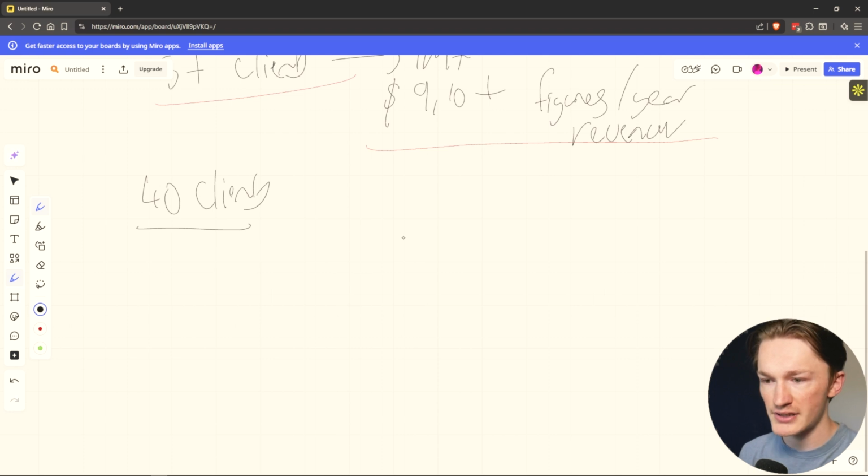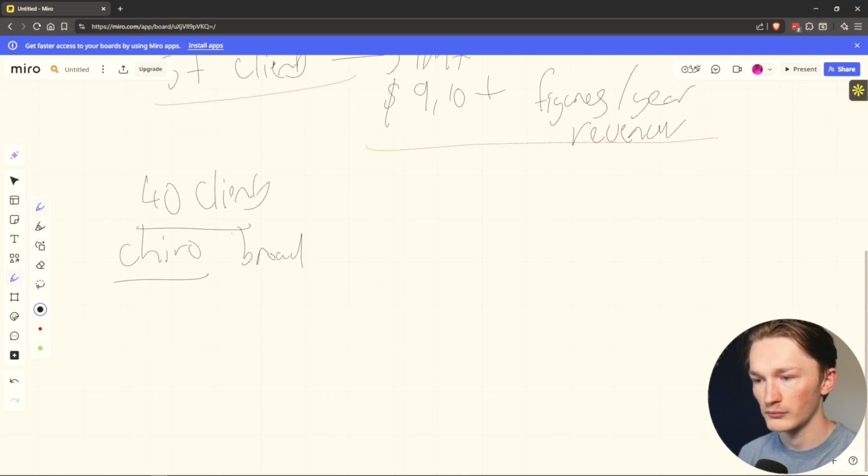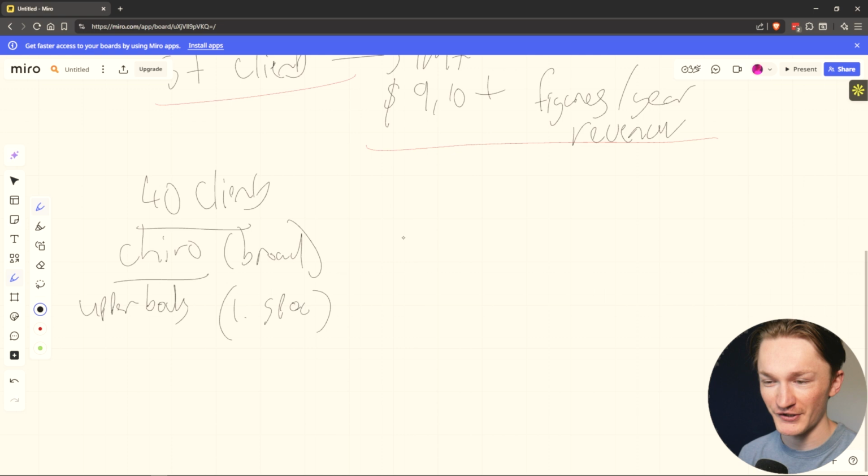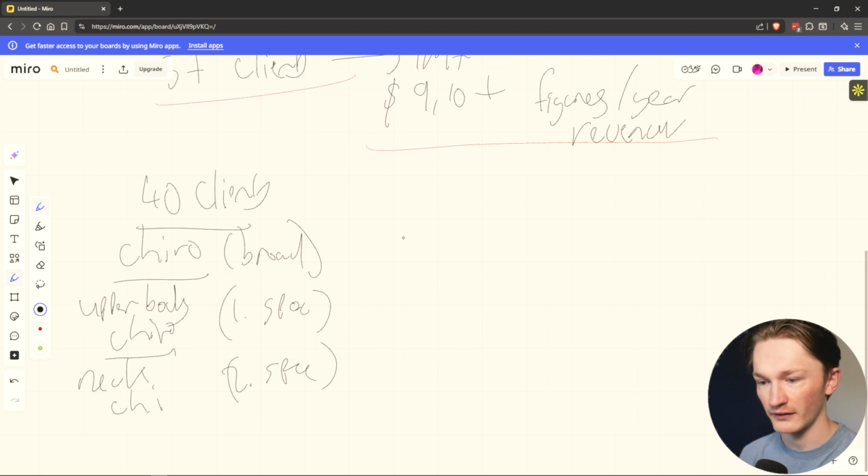Right now, you might be helping, I don't know, chiropractors. That's very broad, right? However, you could go level 1 specific, which could be upper body chiropractors, if that is even a thing. I have no idea. That's level 1. Level 2 could be something like neck chiropractors. If these are even a thing, I have no idea. But you get what I mean by each level.